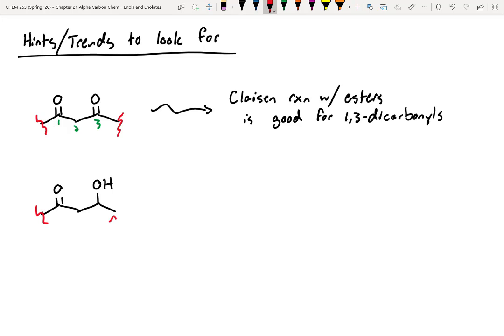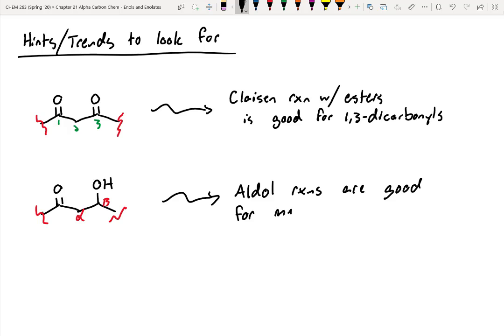In this one, again, you could say that this is the alpha position and this is beta. So really we've got a beta hydroxy group. So this is good when doing aldol chemistry. So aldol reactions are good for making beta hydroxy aldehydes or ketones.